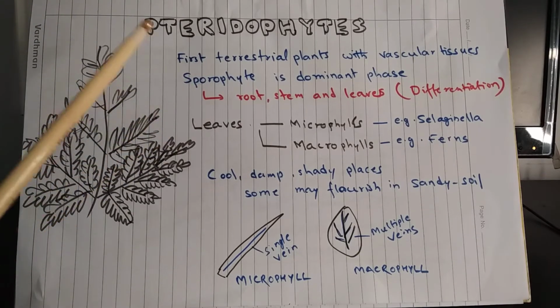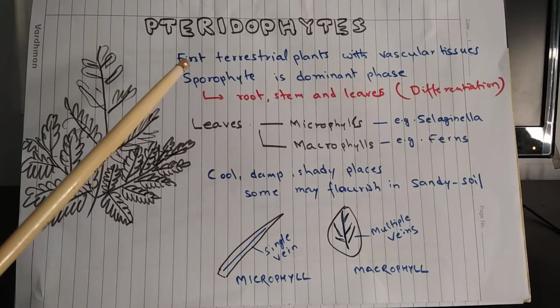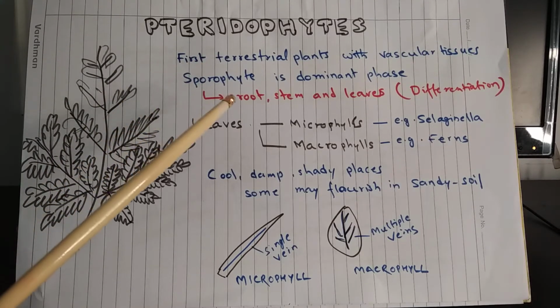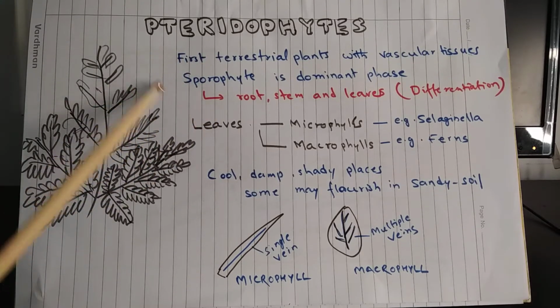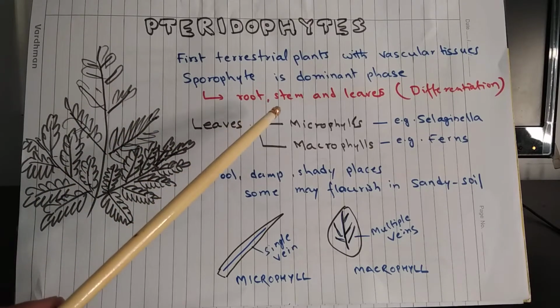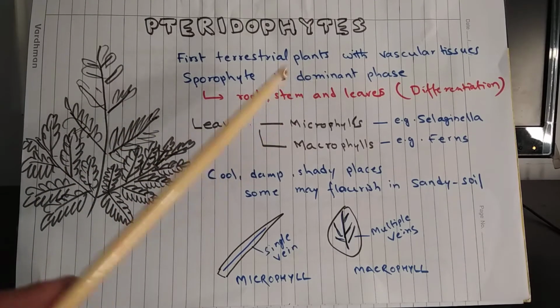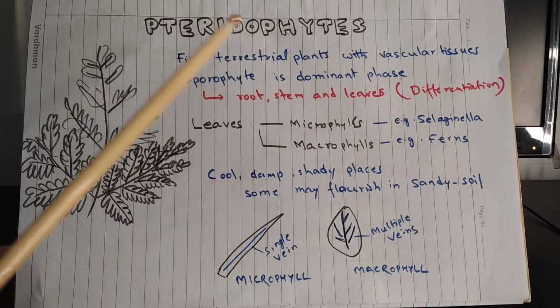In case of Pteridophytes, the Sporophyte is the dominant phase, and the Sporophyte's body is well differentiated into root, stem and leaves. And these roots, stems and leaves have their vascular tissues present.